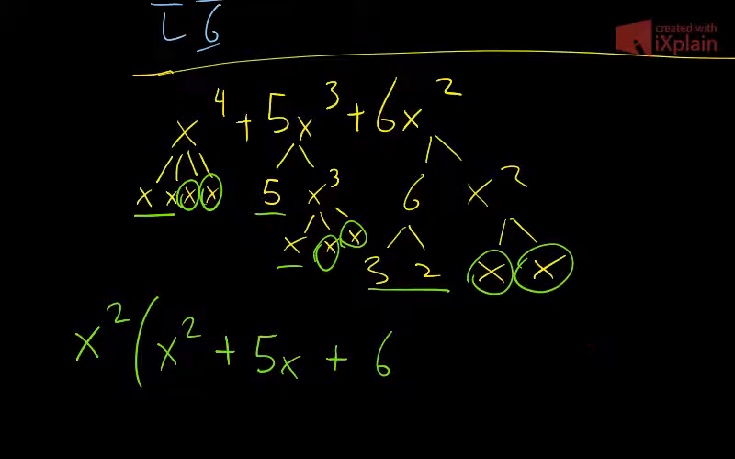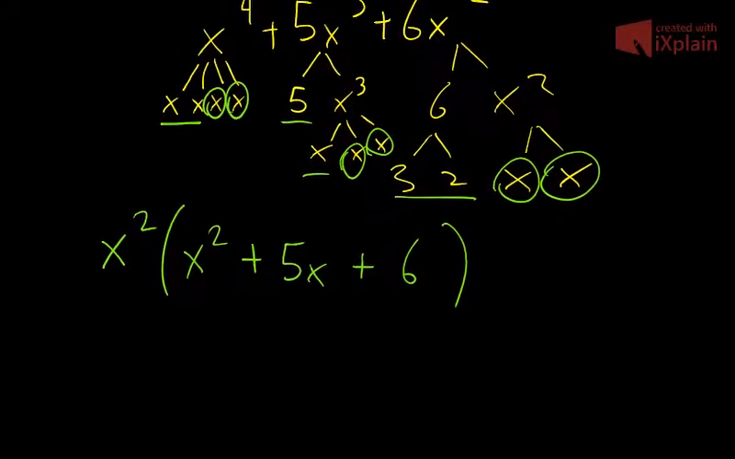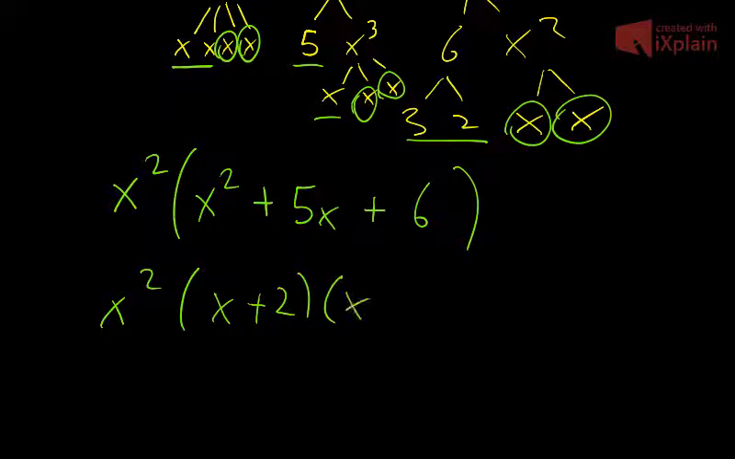I drew that parenthesis a little far away. So I have x squared times x squared plus 5x plus 6. And just like that, I can factor this. We've actually looked at this one. So it would be x squared times x plus 2 times x plus 3. And just like that, we're done.